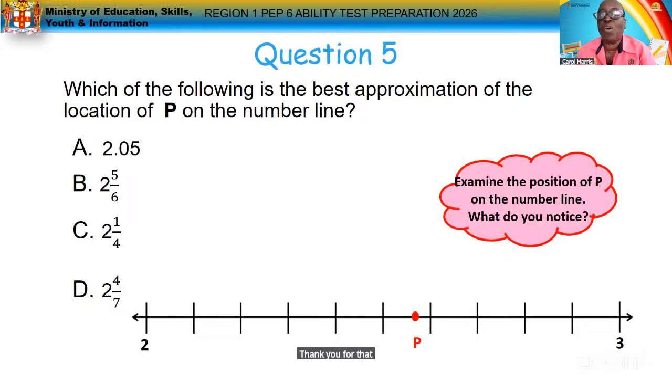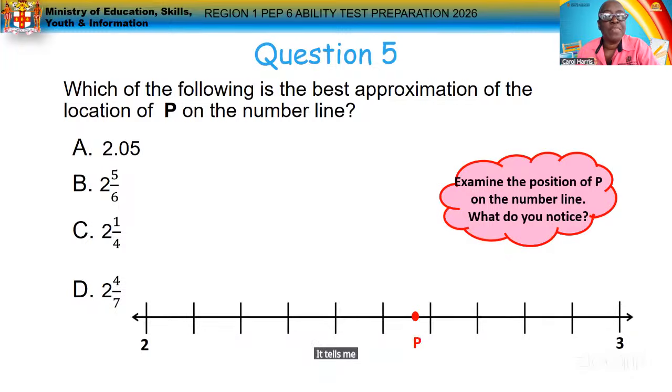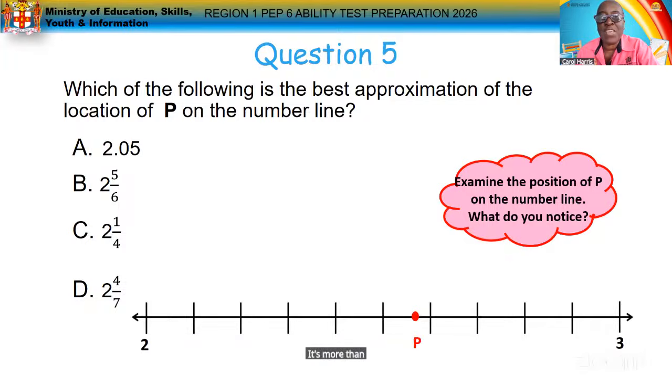And I love how DuPont used their benchmark of the halfway, and they said that it is more than halfway between the 2 and the 3. So as I've already established with the use of that benchmark, it is more than halfway. It tells me that anything that is less than halfway, would I choose that? What does that tell me for my options then? It's more than halfway. Thank you. That's a good start.